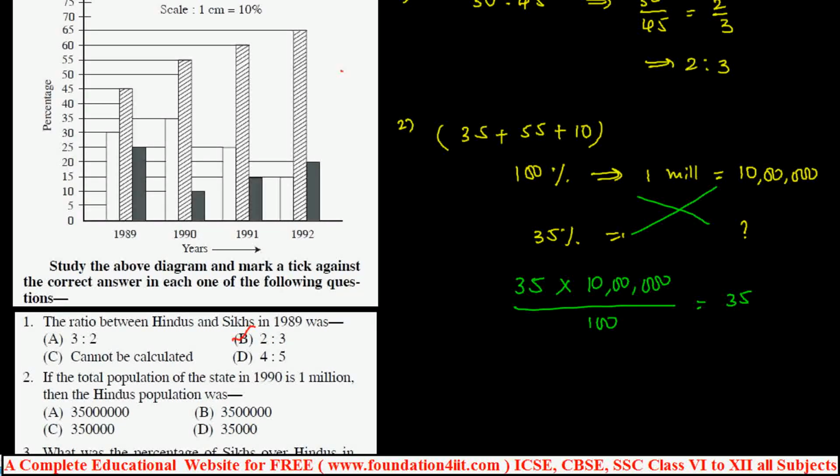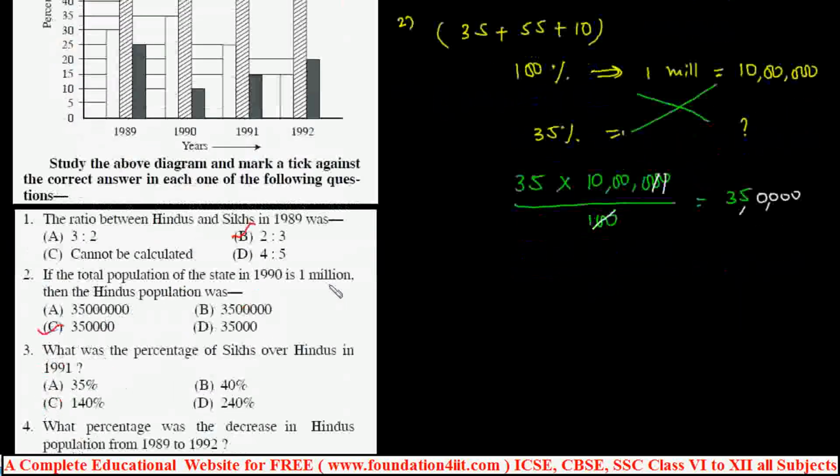3 5. So here two zeros cancel. Of 35 remaining 1 2 3 4. That means 3 lakhs 50,000. The second one is 3 lakhs 50,000, option C. Okay. Yes, so we can calculate.